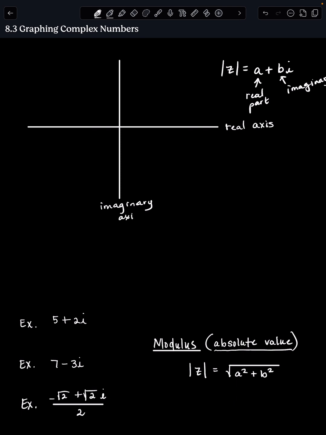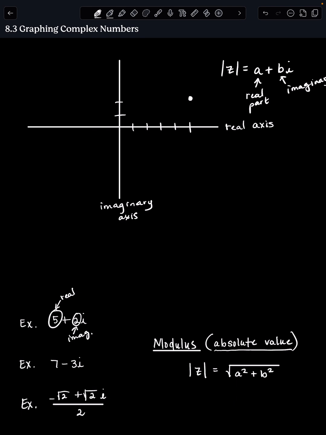Okay, so for example, if I give you 5 plus 2i, right? So 5 is the real part, 2 is the imaginary part. So I would go over 5 on the real part, up 2 on the imaginary part, and I would plot that complex number right there.